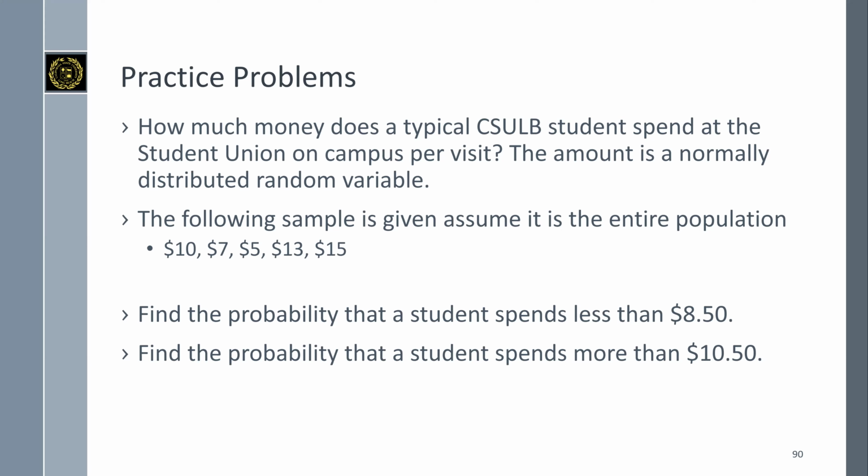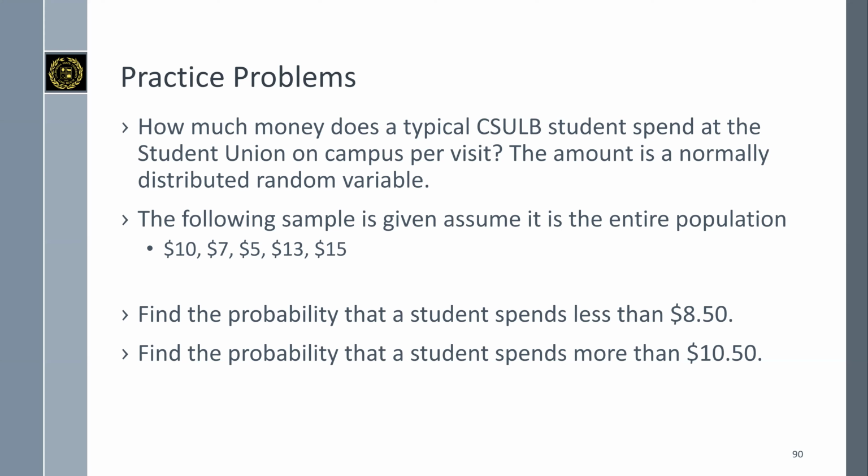So the first problem we're going to do is we're going to finish up a practice problem for chapter 7. I mentioned how this could be something very exam-like. So remember, anytime I say that, make sure to take notes on that. So this problem is how much money does a typical CSULB student spend at the student union on campus per visit? The amount is normally distributed, so that should be a key word there. And then I provide you with a sample, and we're going to assume that it's the entire population. And I give you 5 entry points, so $10, 7, 5, 13, and 15, and I ask you 2 questions.